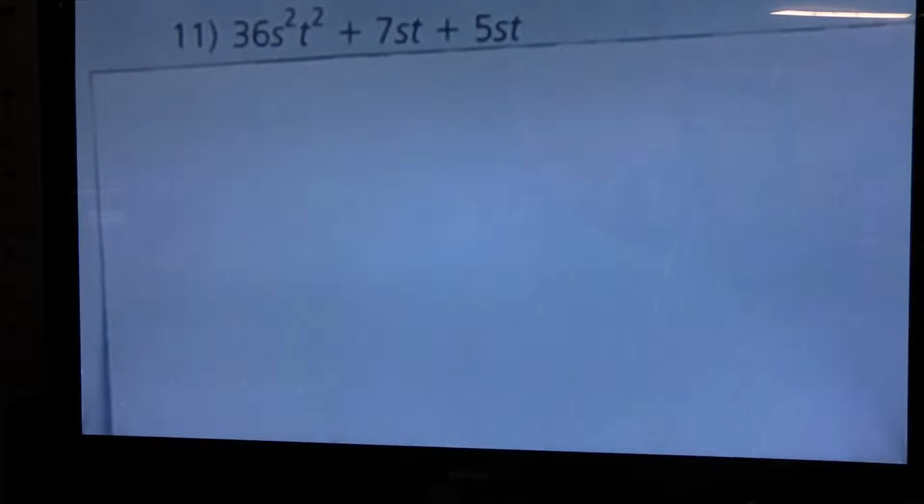The first thing I want to do whenever I see three terms written like this and I want to write it a different way, I automatically think, what is the greatest common factor of these three terms? What can I pull out of all three terms that they have in common? And when I look at my coefficients, I'll look at those first. I have 36, 7, and 5.